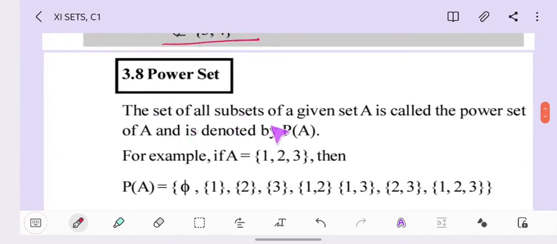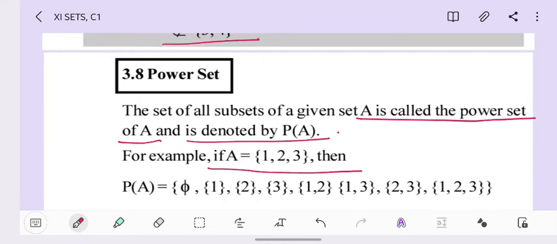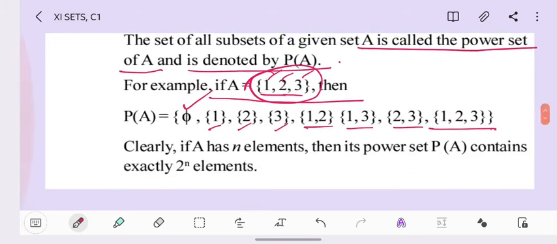Power set. The set of all subsets of a given set A is called the power set of A and is denoted by P of A. For example, if A is given as {1, 2, 3}, then the power set includes the set of all subsets of A. So all subsets of {1, 2, 3} will be, first, obviously the empty set, then {1}, {2}, {3}, then {1, 2}, {2, 3}, {1, 3}, and then {1, 2, 3}. So these are all subsets of the given set that will go into the power set.